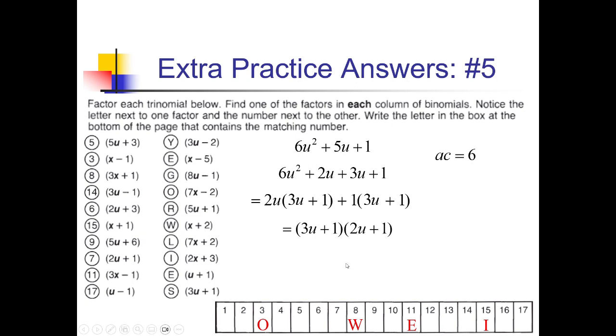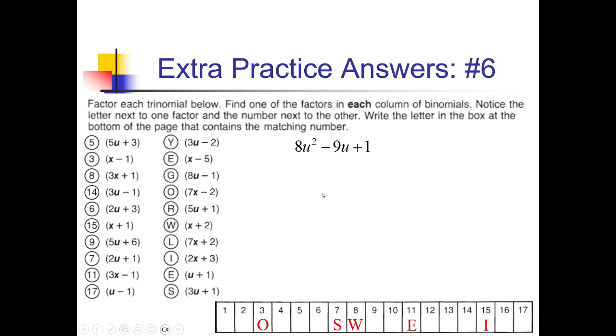So I'm looking for some u's. 3u plus 1. I don't see that in my first column. I've got 3u plus 1 down here, though, next to s. So then 2u plus 1, let's see if we can find that over here. 7. So number 7 is going to be an s then. So that's right there.